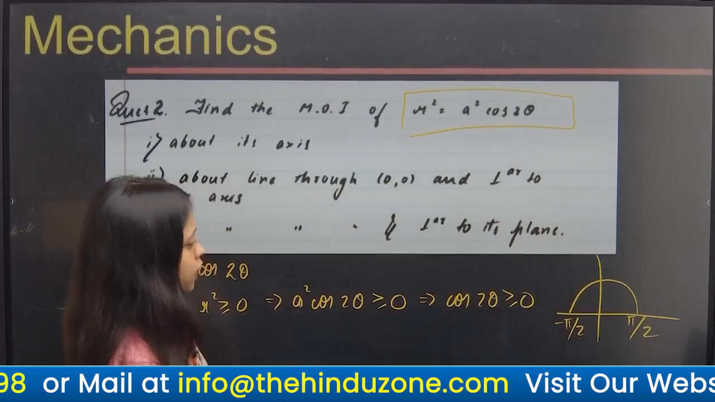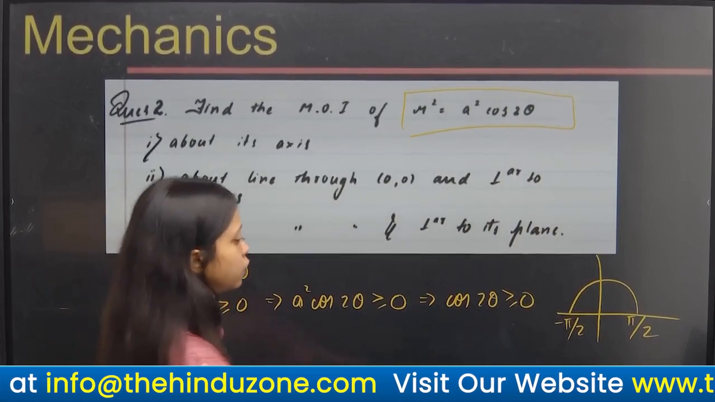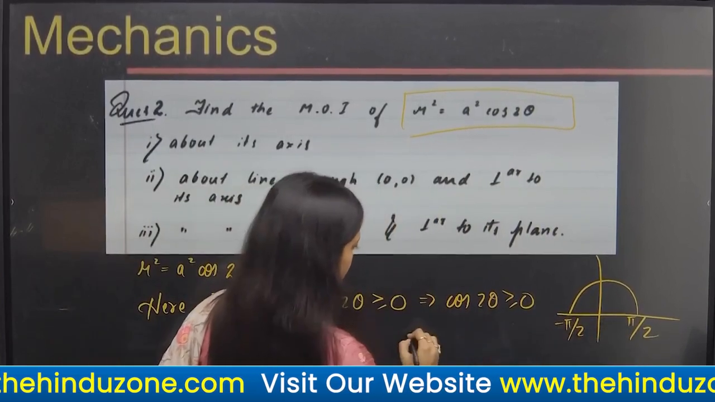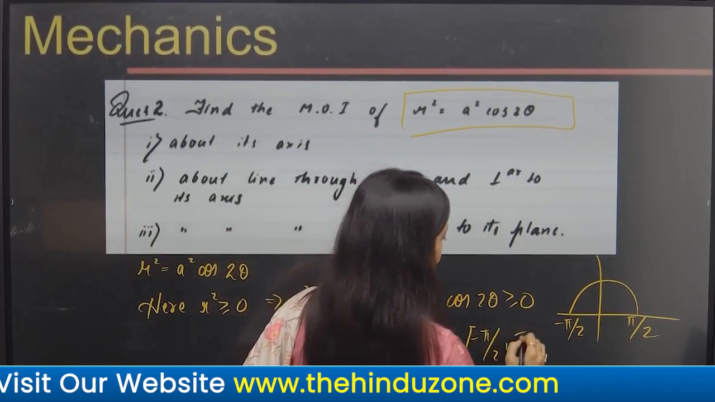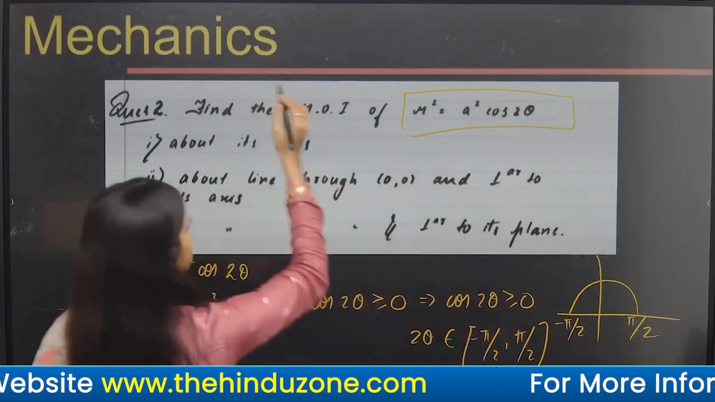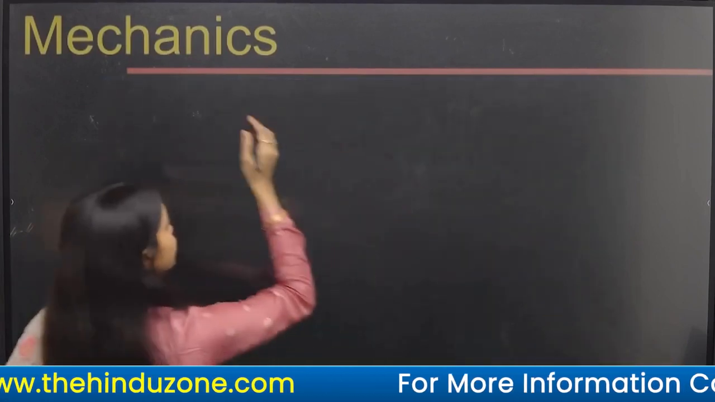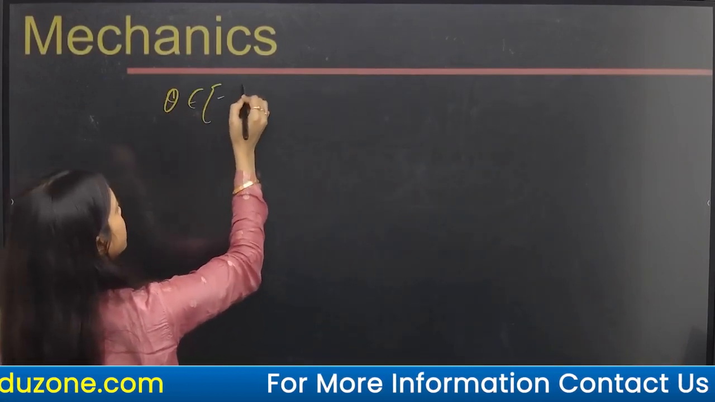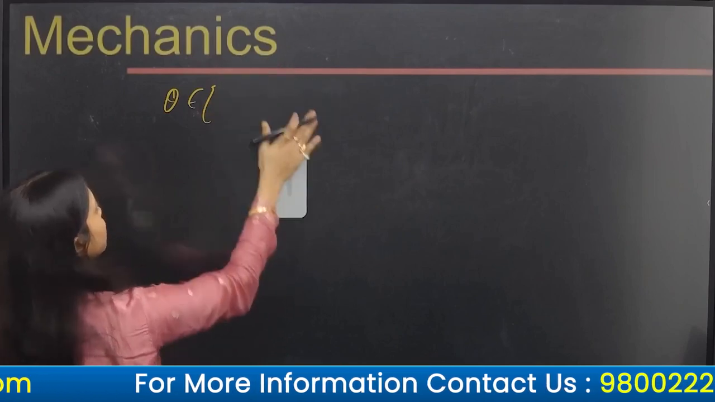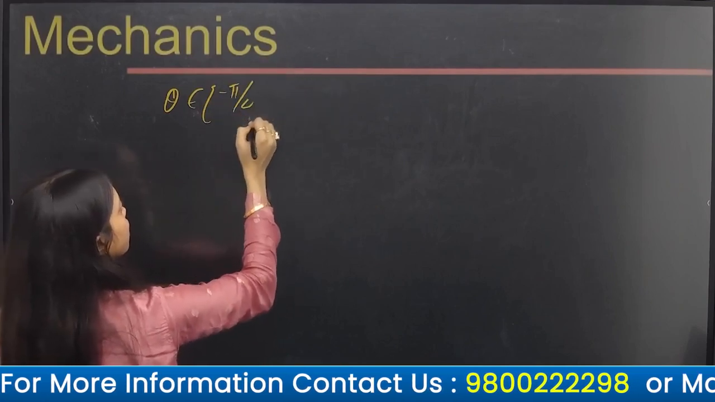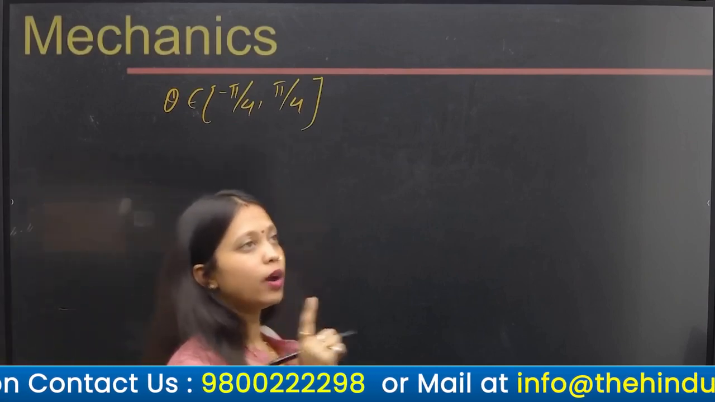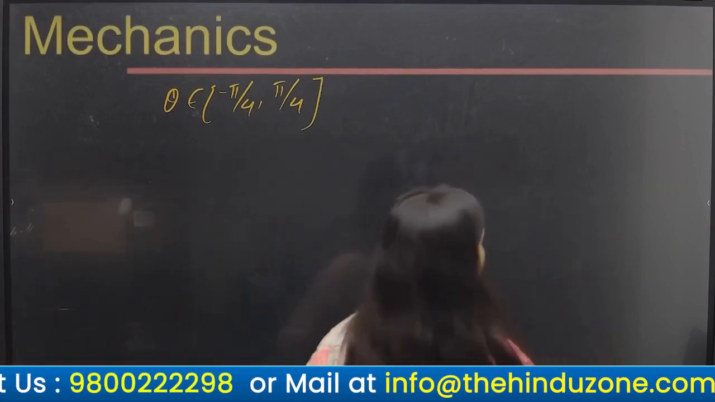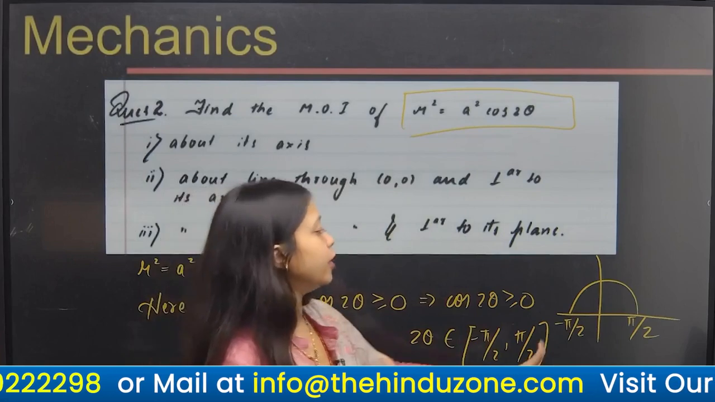Right? So if cos theta is greater than 0 here, then 2 theta belongs to this domain, minus pi by 2 to pi by 2, which implies theta belongs to minus pi by 4 to pi by 4. Right?